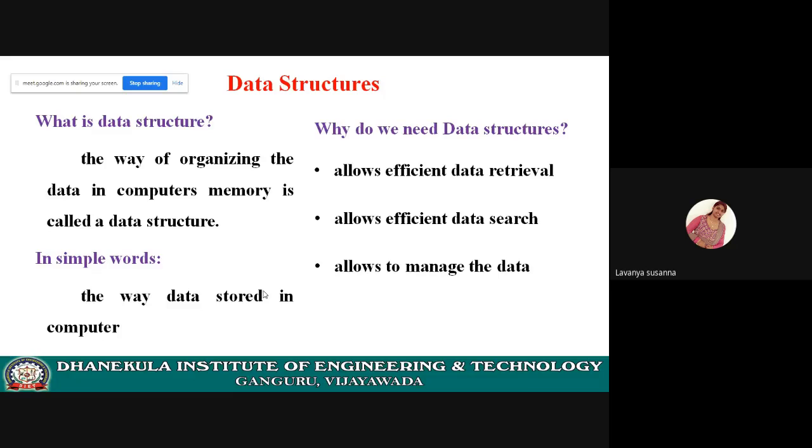Again I am repeating, what is a data structure? Using the data structure, you will store the data in computer memory in some particular format. Or the way of organizing the data, organizing meaning arranging the data in computer's memory, is called data structures.